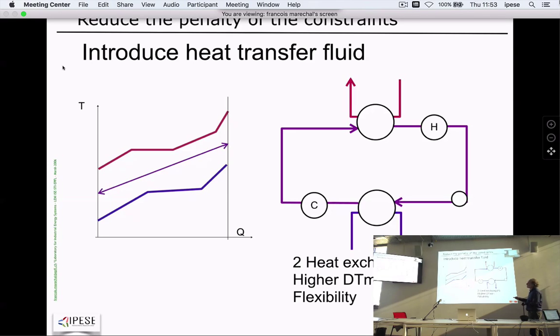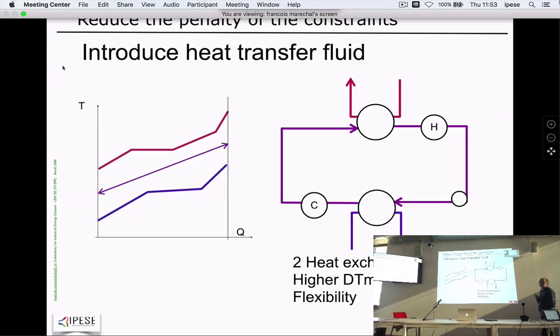They cannot exchange directly together, but what I can do is, with this hot stream, heat a fluid, and then cool the fluid here at the same temperature to heat up this one. So the price to pay is represented here. I have the heat transfer fluid, which is going to be heated here and then cooled down here. The price to pay is that instead of having one heat exchanger, I will have 2 heat exchangers. And I have to make the fluid circulate.